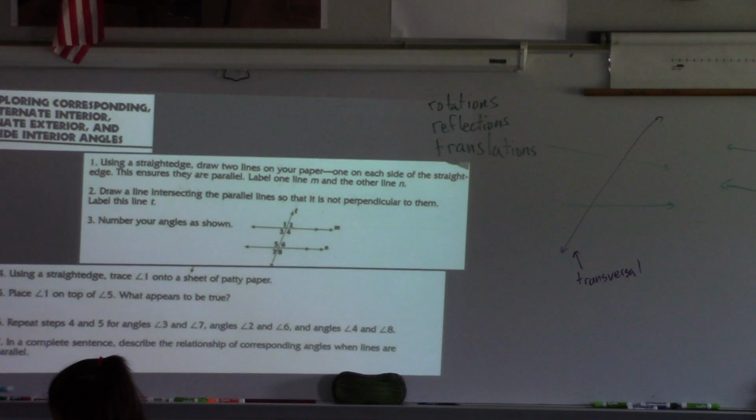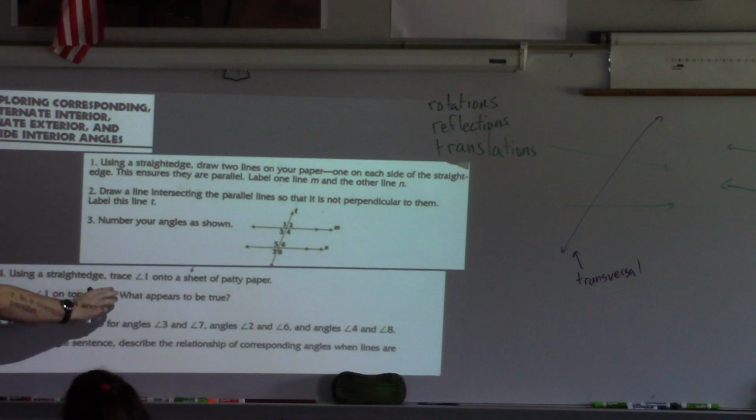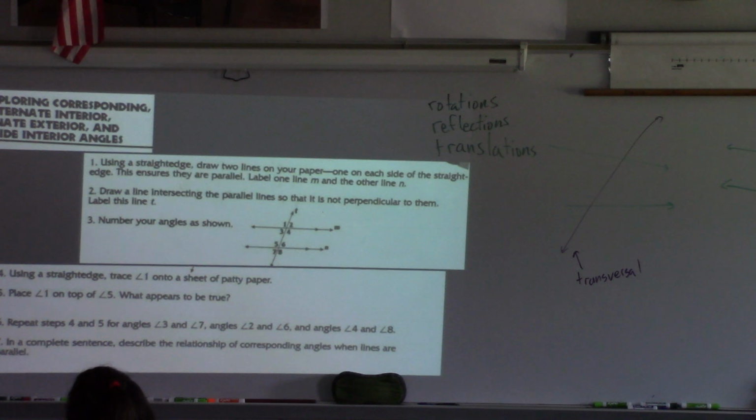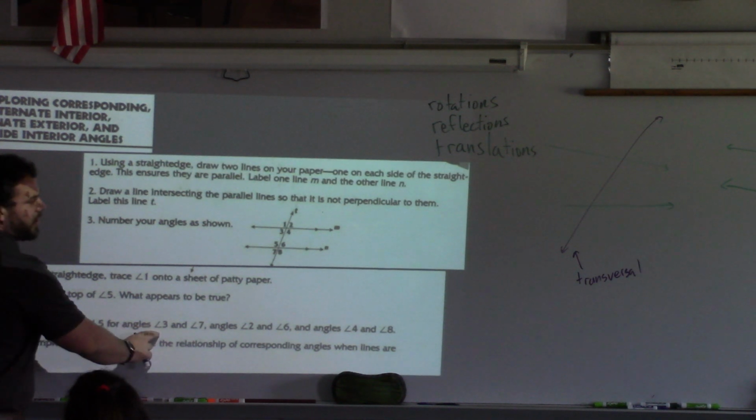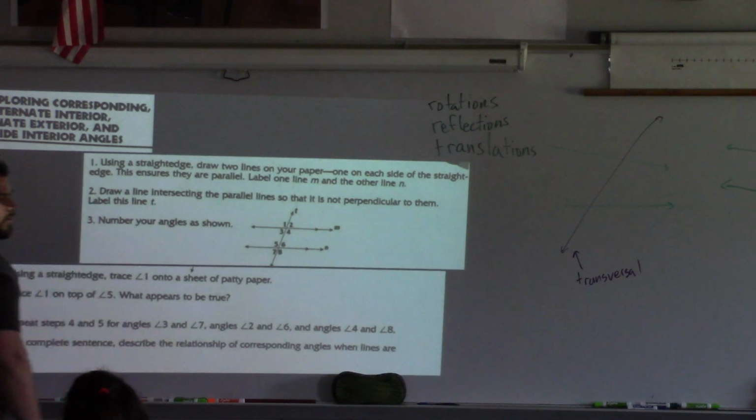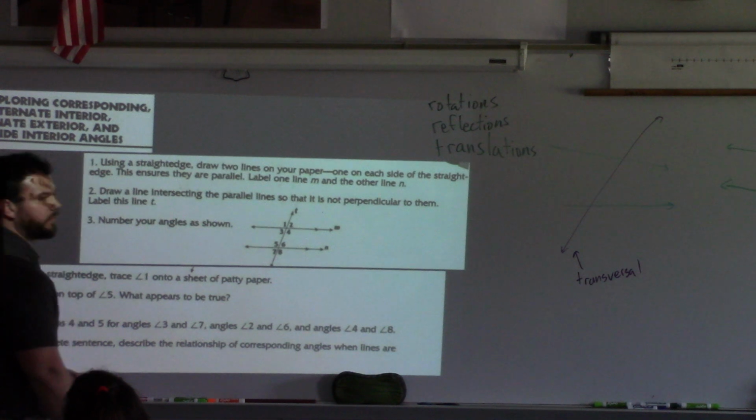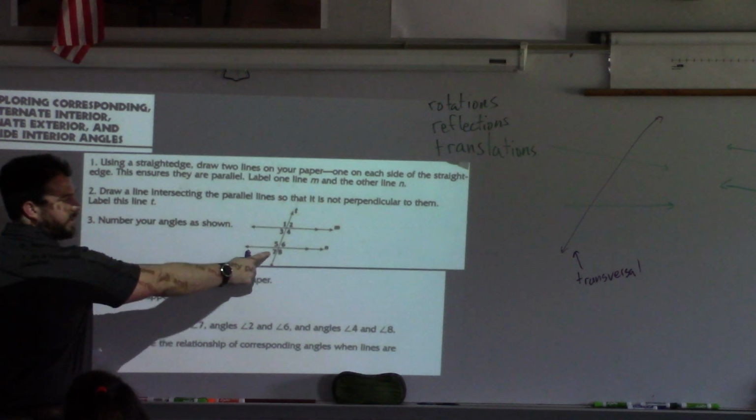Alright. Sorry I got us distracted. It is time to learn math. Let's focus. So, when we place angle 1 on top of angle 5, what appears to be true? They are congruent, okay? When you took angle 3 to angle 7, they appear to be what? You meant 3 and 6. No, ma'am. I meant 3 and 7.